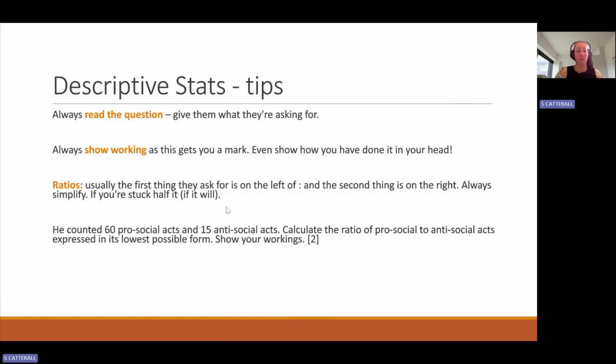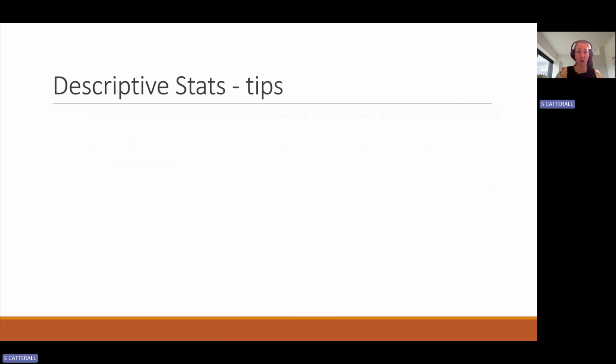So it's 60 to 15, which is quite easy, isn't it? So we've got, that's the first one, that's the second one. Try and half it. Well, we can't half it because we get 30 and 7.5. So then maybe try putting it into fives. So we've got 12 and 3. And then again, will 5 go in? No. Will 3 go in? Yeah. So you can go 4 to 1. So you want to make sure you're simplifying it to the smallest form, because that's what you get your marks for.